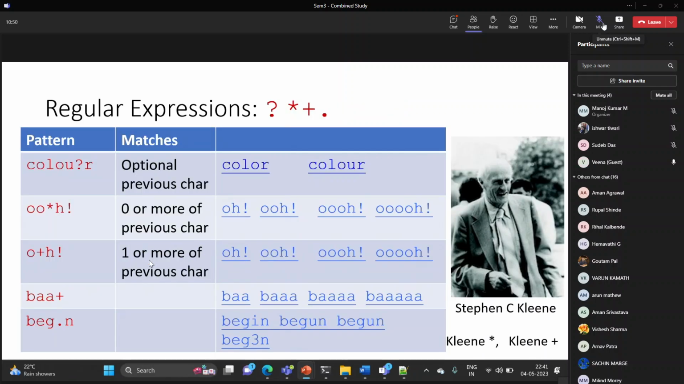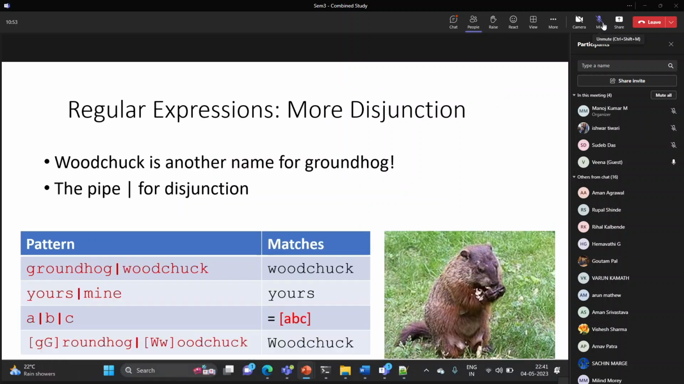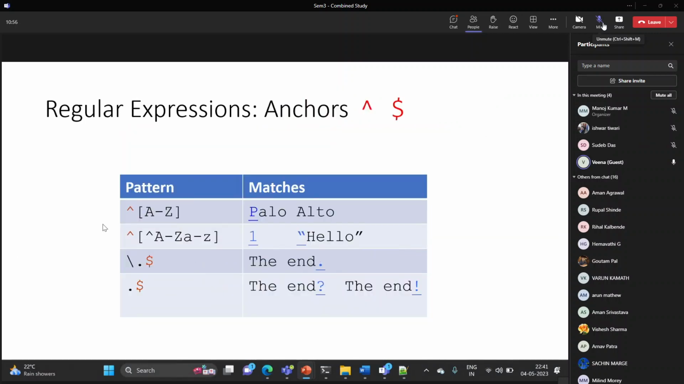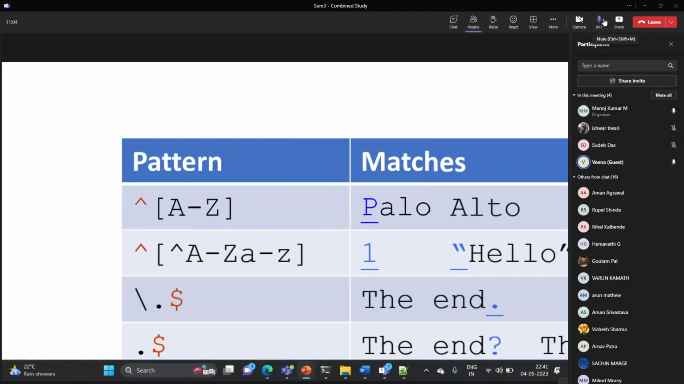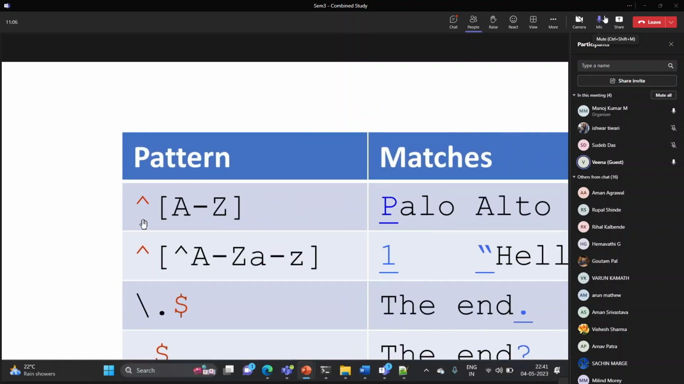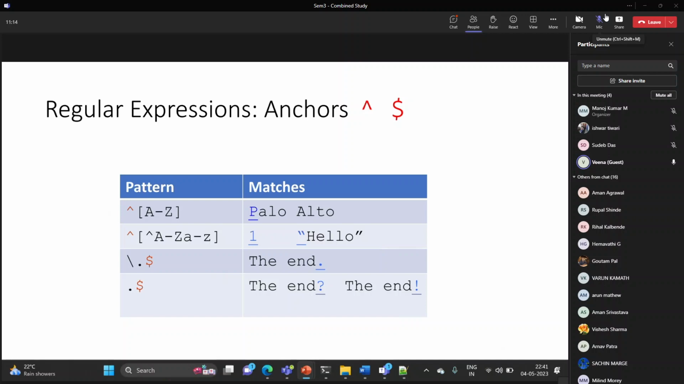Wait a second. First caret is something different. Let me come back to this one. First caret indicates the first value. The first value should be a capital letter. If the caret is inside the square bracket, then it is a negation. Here the caret is outside the square bracket, right? So that indicates the first letter is a capital.